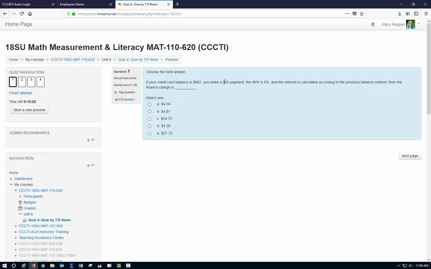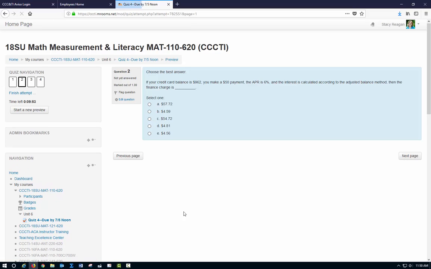So you don't do anything with the payment in previous balance, just like with your videos. You do take your interest, and since the interest is for the whole year and a credit card is for a month, you would take the 6 divided by 12, which is 0.5, move your decimal 2 places to the left, and that would be 0.005, times 962 is $4.81, which is choice B.